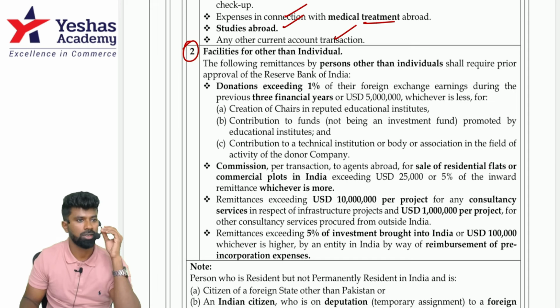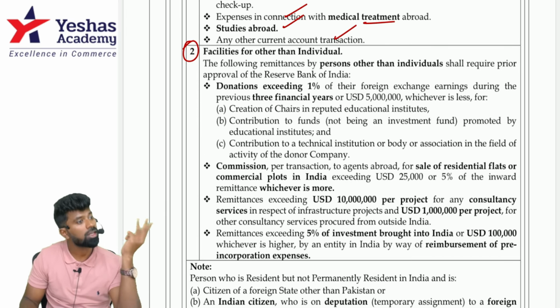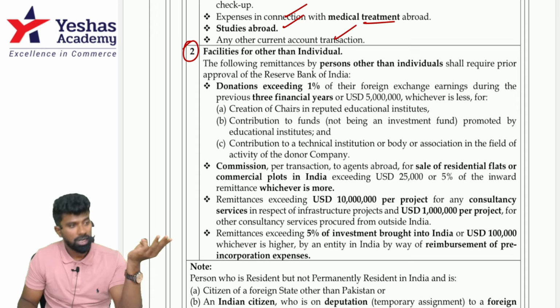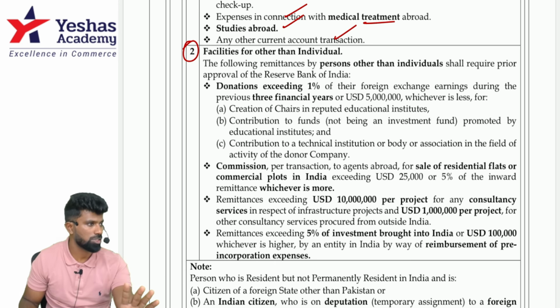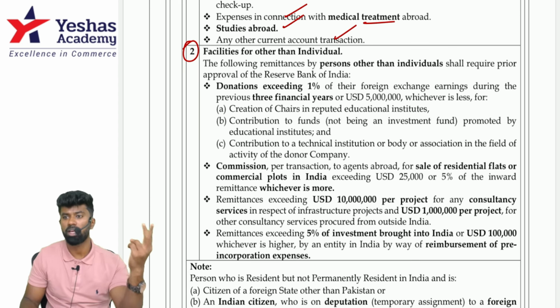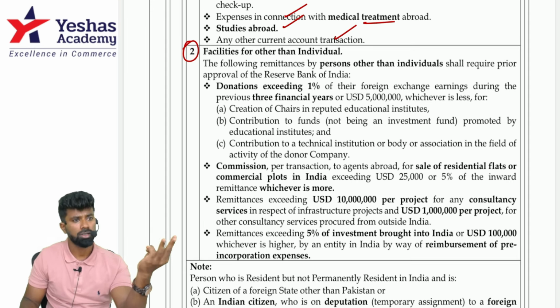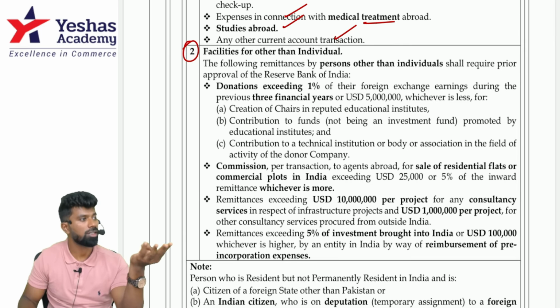Keep this in mind. First one is donation. Second one is commission for sale of flats outside India. Third one is remittance for consultancy services. And the last one is pre-incorporation expenses. Just first remember the provision. What is the first one? Second one. Third one, for consultancy services. And the last one, pre-incorporation expenses.